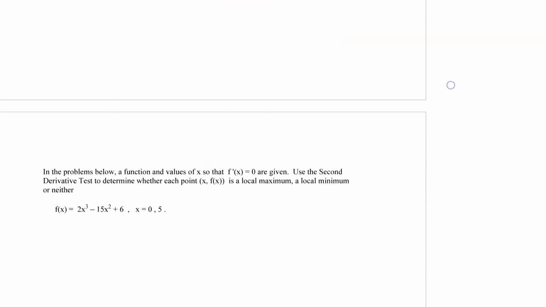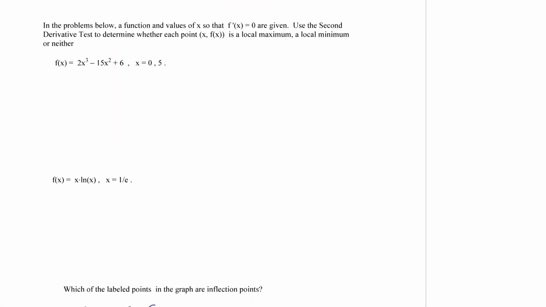Let's do another example of what we've been seeing in this section. In this one it says, in the problems below, a function and values of x so that f prime of x equals 0 are given. Use the second derivative test to determine whether each point is a maximum or minimum. And so first thing we're going to have to do, if we are using the second derivative test, is find the second derivative.